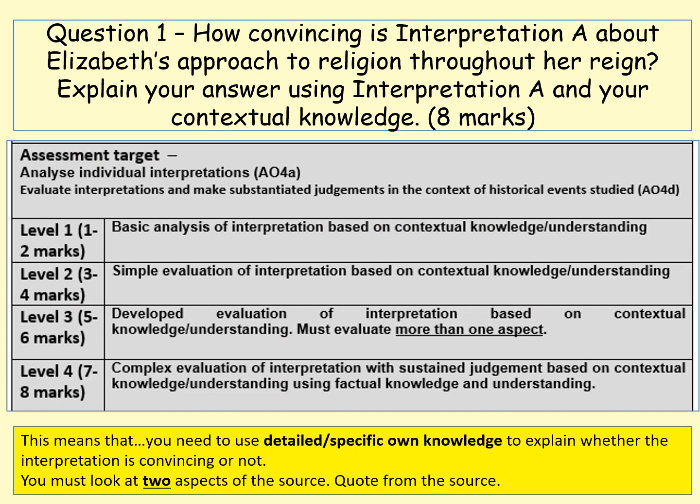Now, there's an example of the mark scheme, but if you just look at the yellow at the bottom, basically what you have to do for this question is you need to use detailed and specific own knowledge to explain whether the interpretation is convincing or not and how convincing it is. You basically need to look at two aspects of the interpretation of the source. You need to quote from the source and be able to show and judge how convincing it actually is. Is it extremely convincing, very convincing, quite convincing, partially convincing, etc. You do not need an overall judgment for this question. So you're just looking at those two aspects of the interpretation.